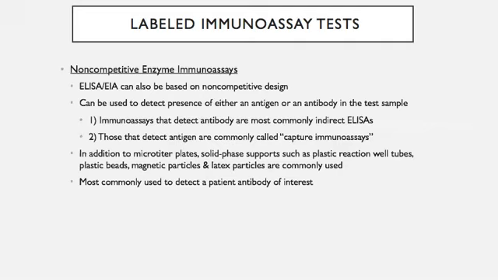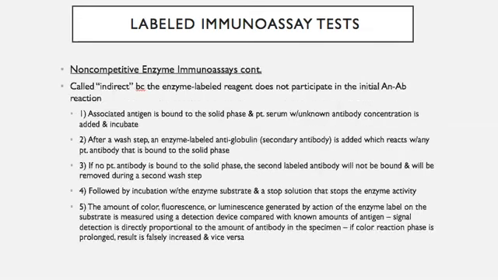So in addition to microtiter plates, solid phase supports like plastic reaction well tubes, plastic beads, magnetic particles, and latex particles can all be used. They're most commonly used to detect a patient antibody that's being tested for, and they're called indirect because the enzyme labeled reagent does not precipitate in the initial antigen antibody reaction.